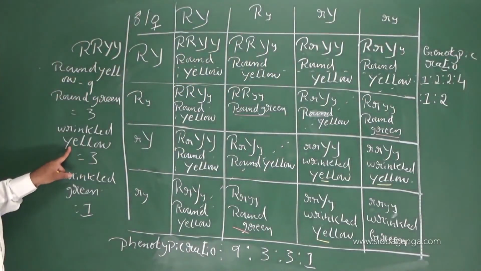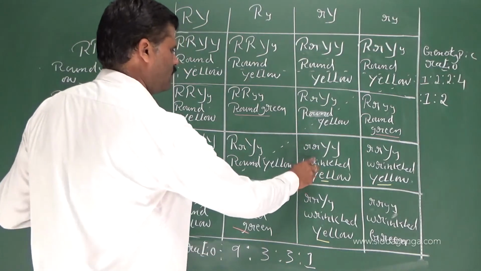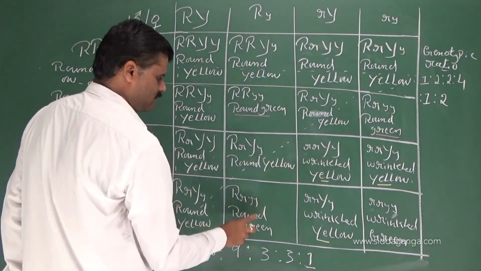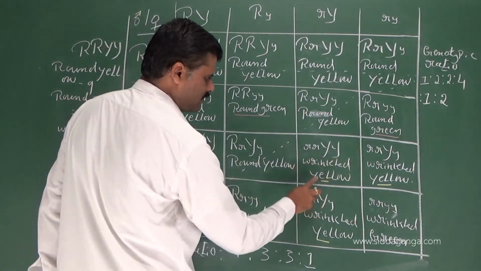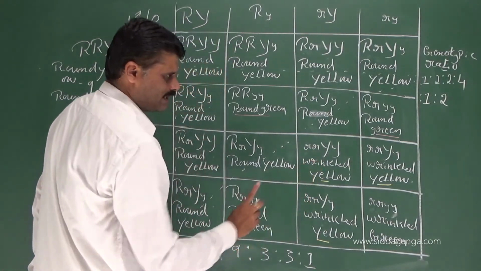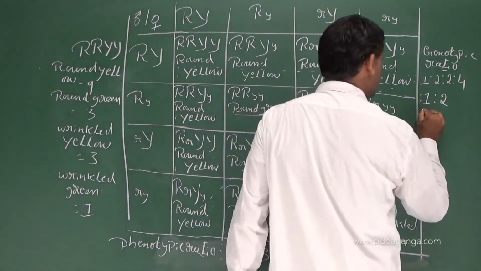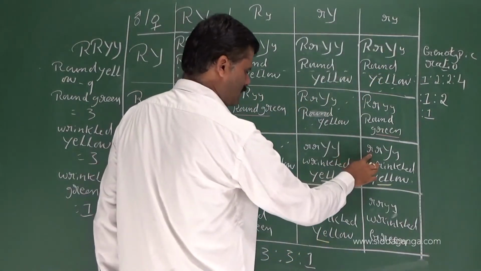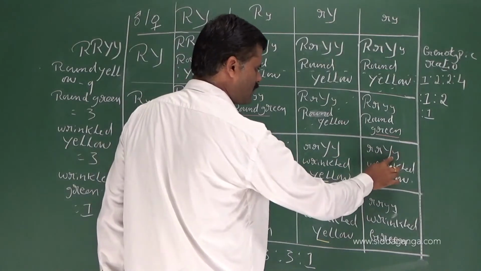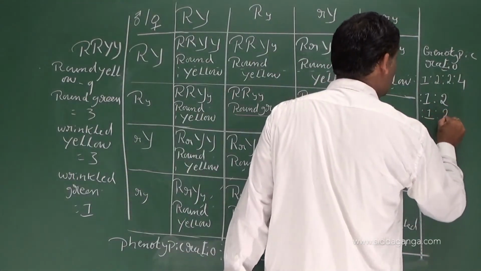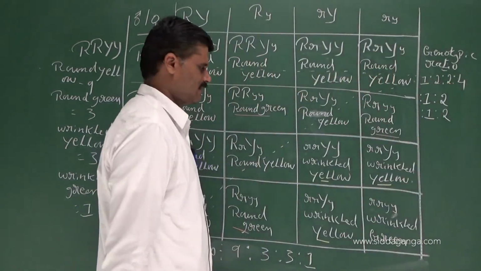Next, wrinkled yellow, small r, capital Y. In wrinkled yellow, capital R, small r, capital Y, there is only one. Then 1. Then small r, capital Y, that is 2, correct. Then last.